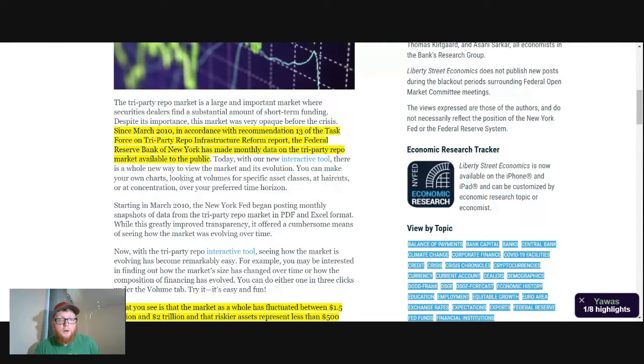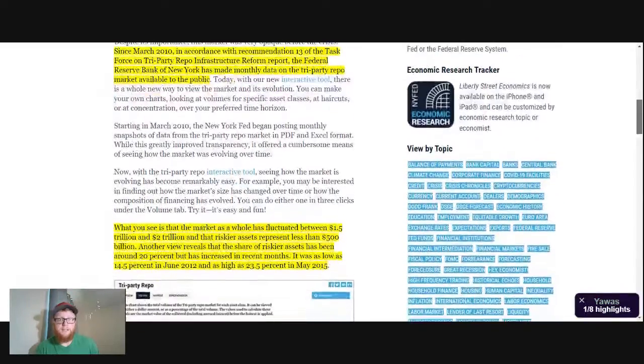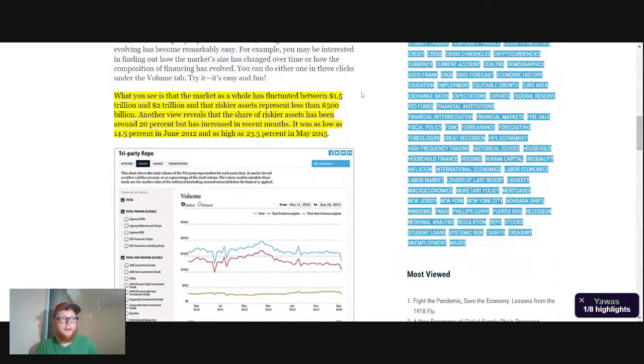The Federal Reserve Bank of New York has made monthly data on the tri-party repo market available to the public, trying to increase transparency, because shadow banking and the repo market beforehand have been in the shadows, meaning it's hard to get data on, and a lot of it's just not tracked. That's quite different with tri-party repo because you have a kind of clearinghouse or central mediator, whereas you don't have this with bilateral repo.